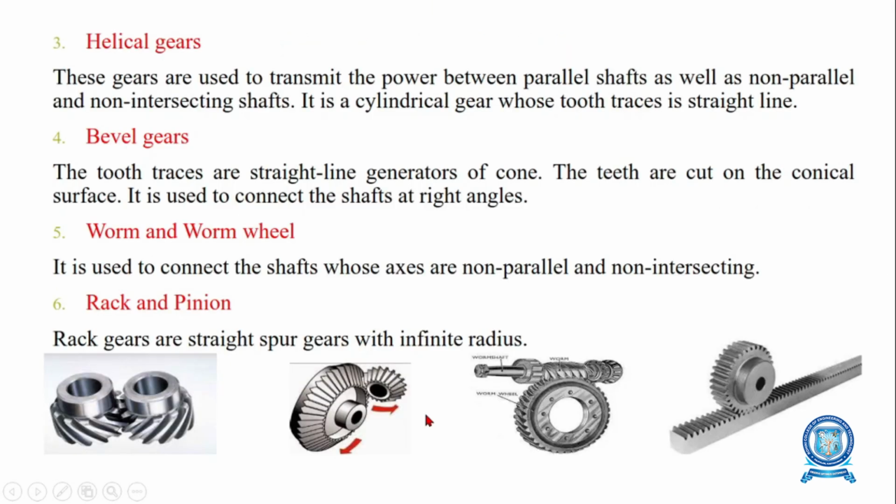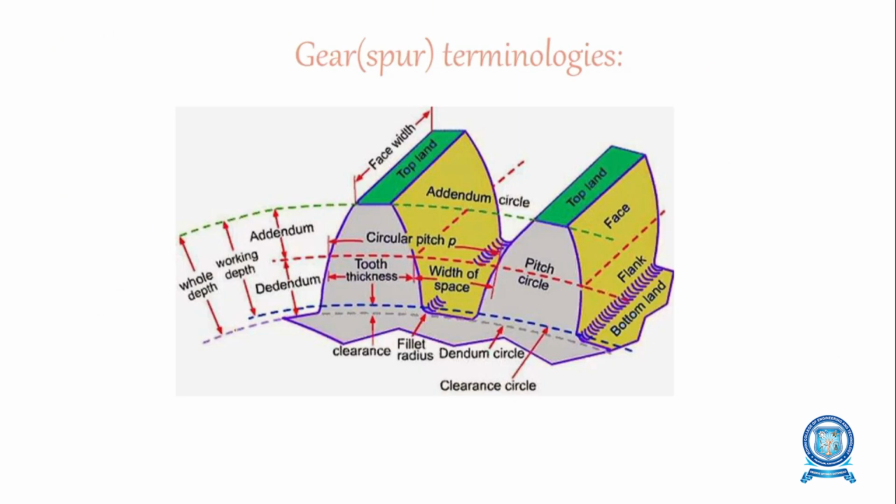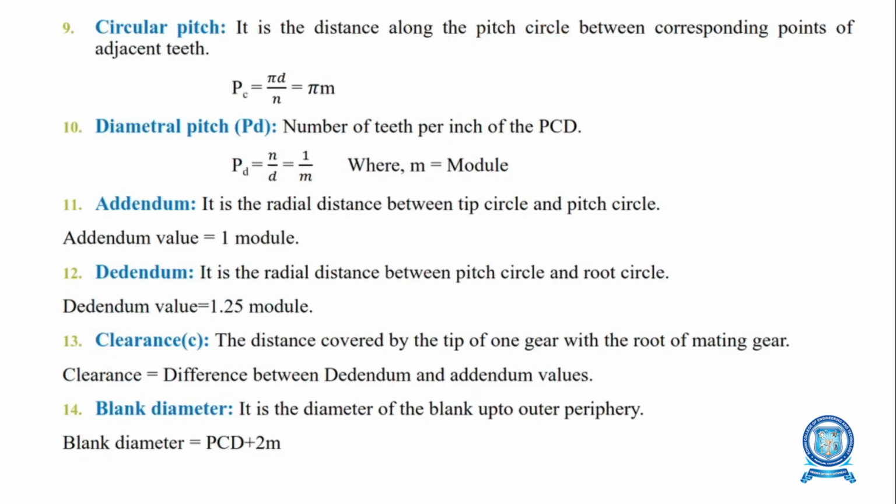So the next one is circular pitch, which we call PC. It is the distance along the pitch circle between corresponding points of adjacent teeth. So PC is equal to pi D by N, which is equal to pi into M. Why do we take it as pi M? Because M is equal to D by N. Here the formula is PC equal to pi D by N, so pi into D by N is taken as module M.